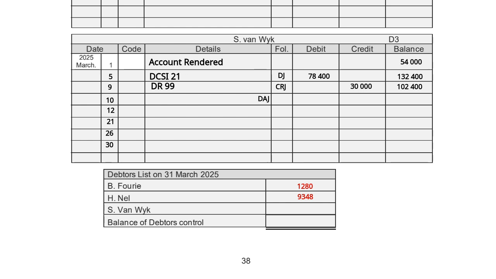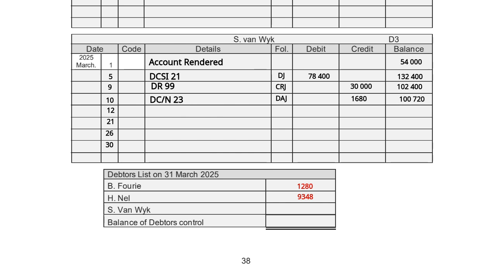Then on the 10th, S van Wyk returns goods with a value of 1680. We know that returns is logged in our DAJ journal. It also decreases the debtor's debt. A duplicate credit note will be issued under details. And now the balance is 100,720.